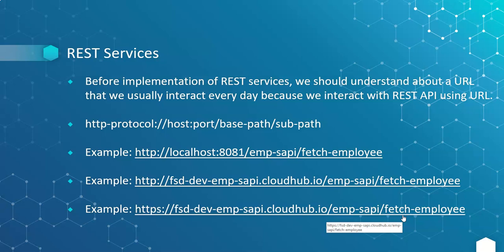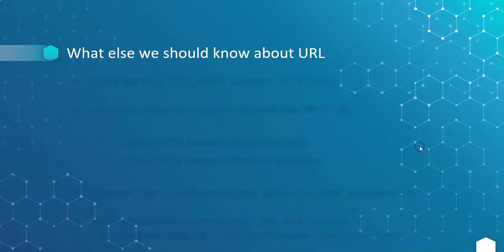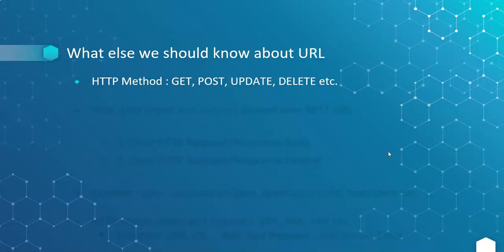When we develop a REST service, we need to provide the protocol, HTTP or HTTPS. We should provide the host. We should provide the port. We should provide the base path and also the subpath. What else should we know about URL? So we have seen how a URL looks like.